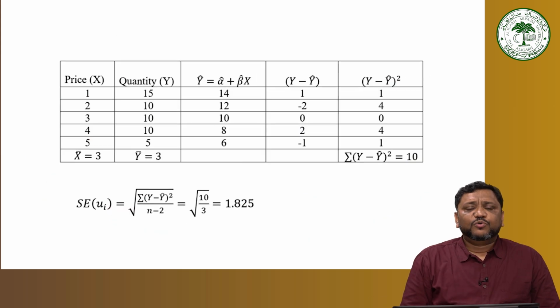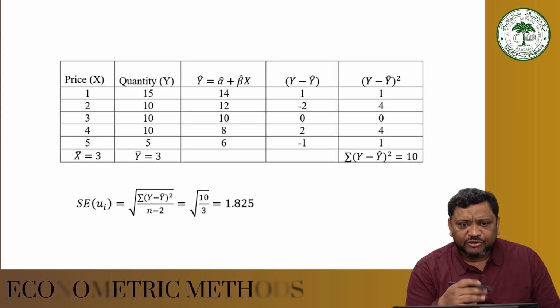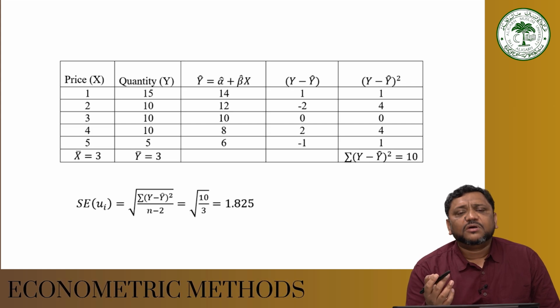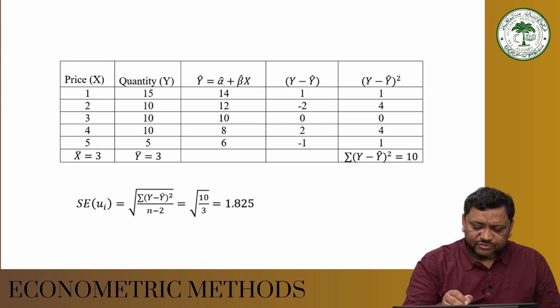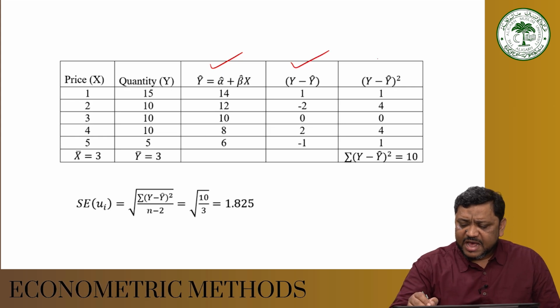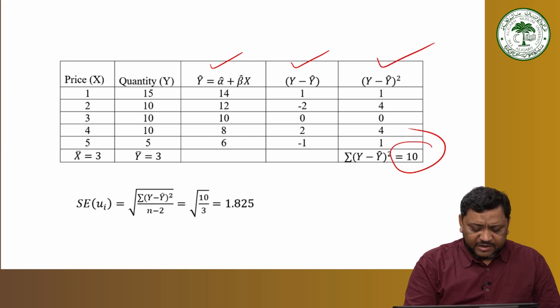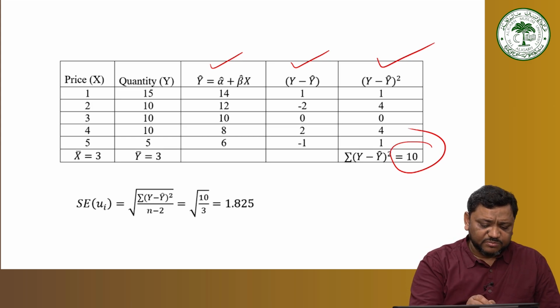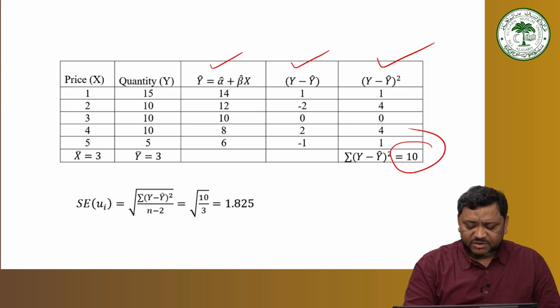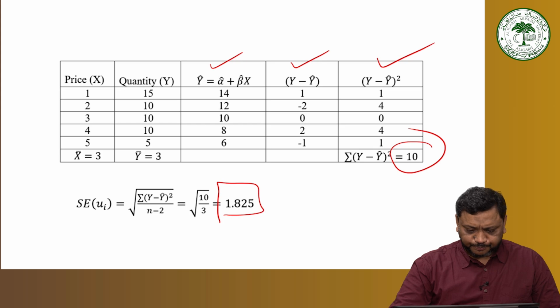After this, we move to the next concept, that is the standard error of U. Now, for the standard error of U, the thing which you need, we have already done the calculation when we were doing our F ratio. That is, we have this y hat, then we did y minus y hat, which we have already done in our previous slide, and then we did the square of it. The summation of it is equal to 10. So 10 divided by n minus 2, because there are two items and n is equal to 5. So 10 divided by 3, that is equal to 1.825. This is the standard error of U.